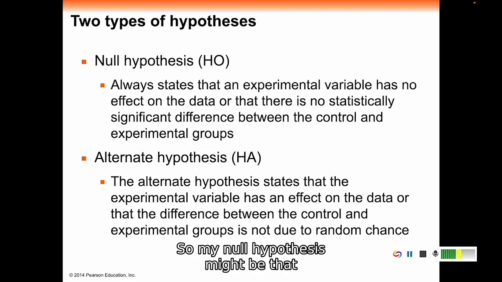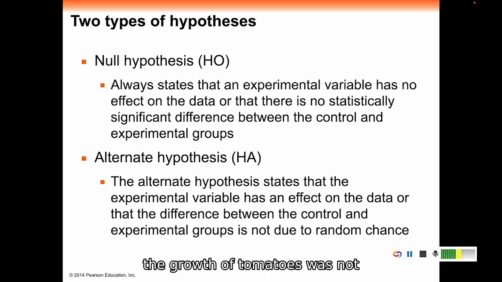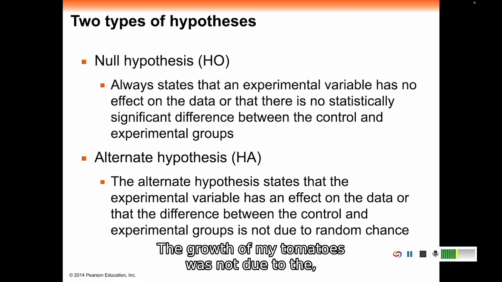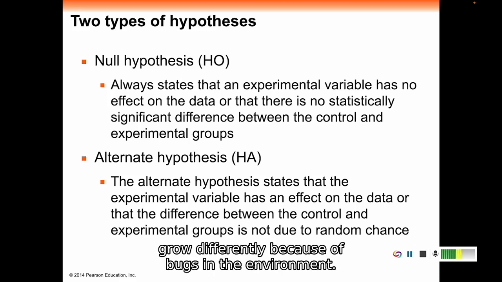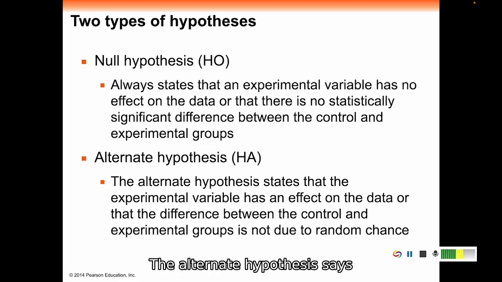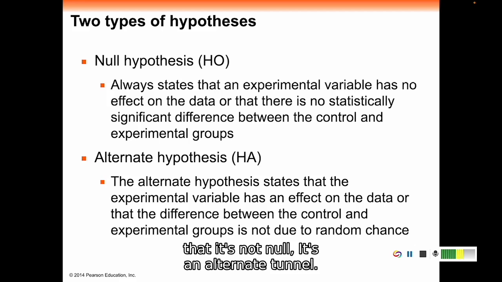So my null hypothesis might be that the growth of tomatoes was not due to different types of seeds. The growth of my tomatoes was not due to the quality of soil. So that would be a null hypothesis. My tomatoes did not grow differently because of bugs in the environment. The alternate hypothesis says that it's not null. It's an alternate to null. It's doing something.